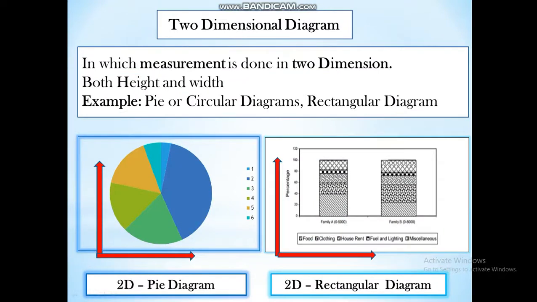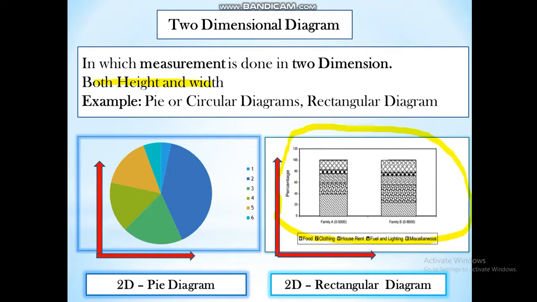Next, the two dimensional diagram. The two dimensional diagram varies in both height and width. Examples are the pie diagram, circular diagram and rectangle diagram. Here the family example is a two dimensional diagram. This rectangle diagram is an example of a two dimensional diagram.